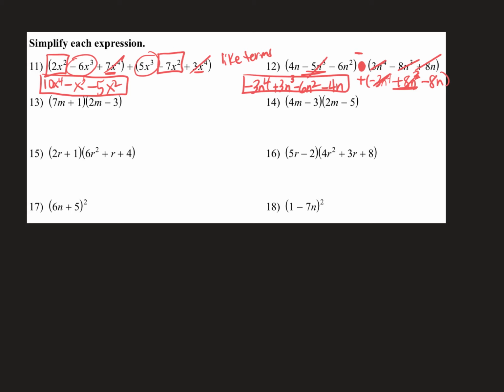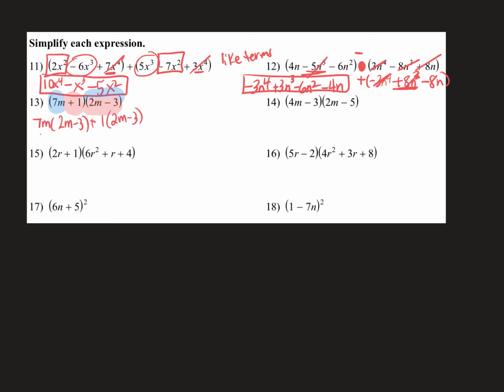Now for 13 and 14, and also 15, 16, 17, and 18, but 17 and 18 are just written a little bit differently. We're going to distribute, and this is how we're going to write our work. We're going to write 7m times 2m minus 3, and then 1 times 2m minus 3. So 7m times the quantity 2m minus 3 plus 1 times 2m minus 3. Then we're going to distribute.